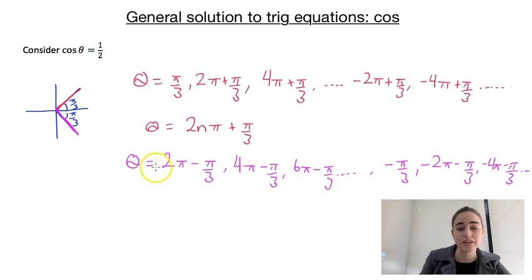That would keep going on as well. So to generalize the solutions for this purple ray, we would have theta equals 2n pi minus pi on 3 instead of plus pi on 3 this time.